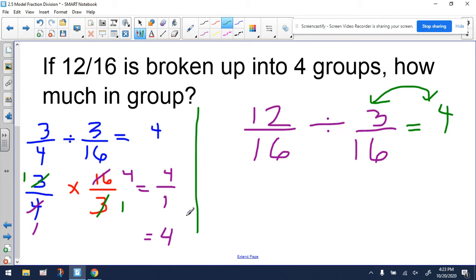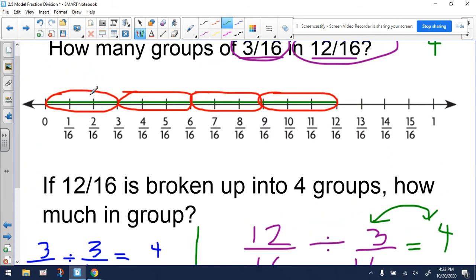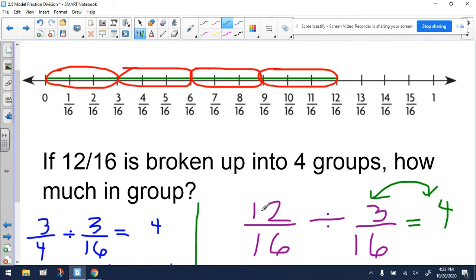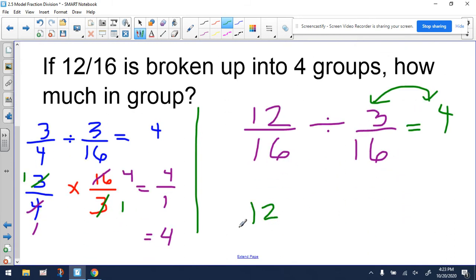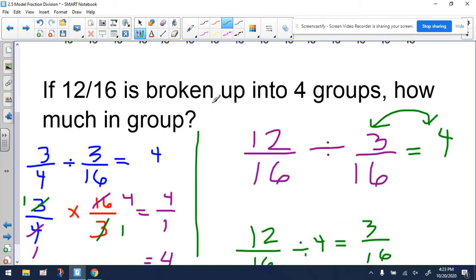Now, something to keep in mind is that we can also talk about the fact that we have 4 groups. But if we took that same value of 3/4 and said, let's figure out how much in each group, these are interchangeable. We could do 12/16 divided by 4. And we know the answer would have to be this value right here, the 3/16, because that's the same idea as saying, if you have 12/16 and you break it up into 4 groups, how much is in each group? And the answer would be 3/16.